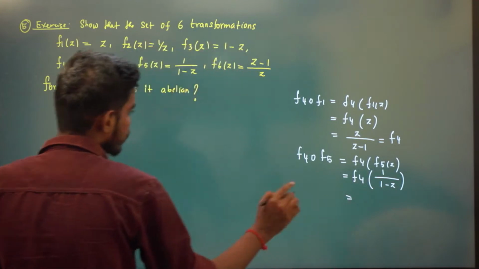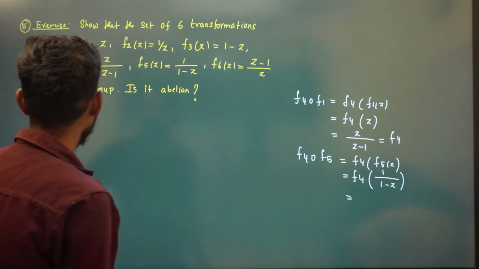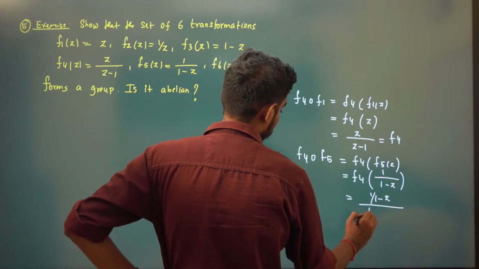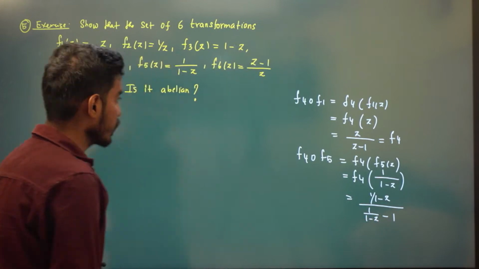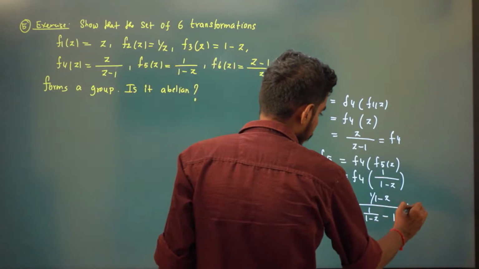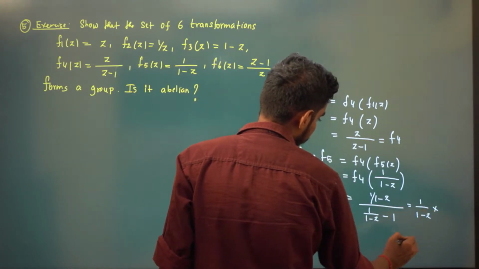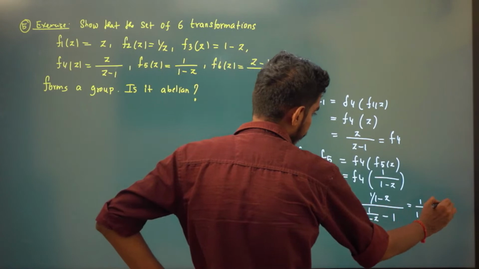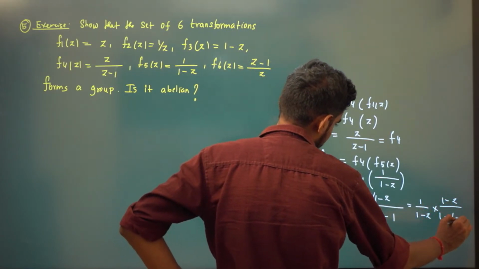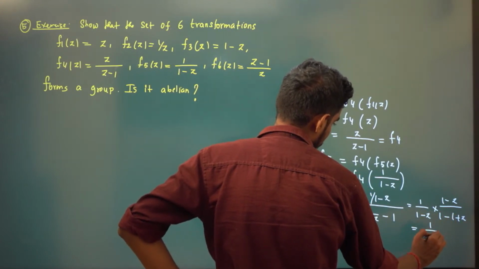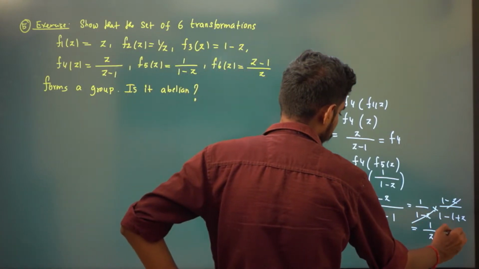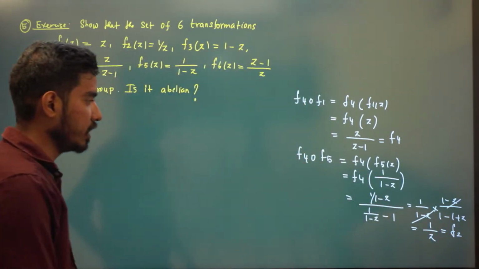So in f4 of z, you have to replace z by 1 divided by 1 minus z. So this is 1 divided by 1 minus z into 1 minus z divided by 1 minus 1 plus z. This will be 1 divided by z. So 1 by z is f2. So f4 composite f5 is f2.